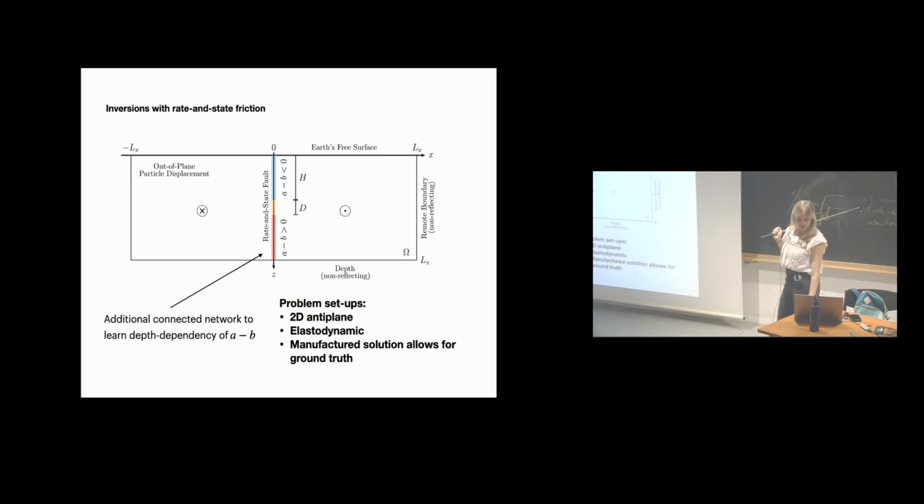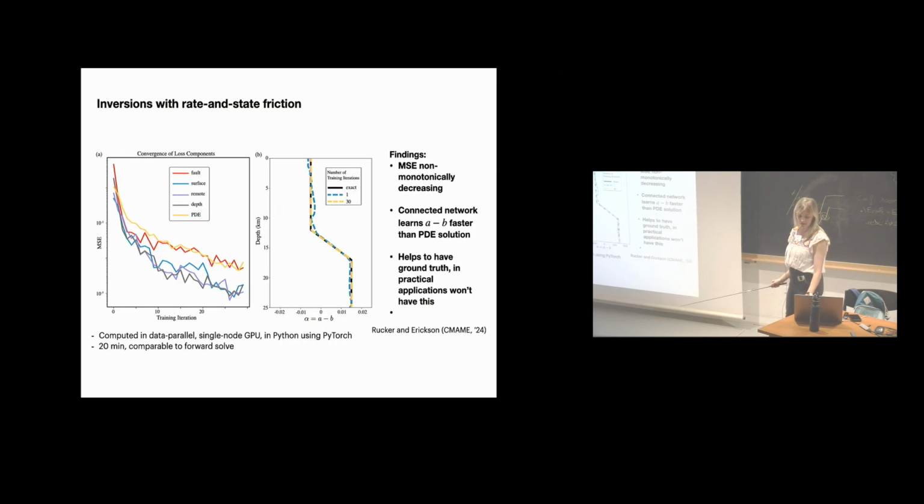So our target is, again, the 2D antiplane, my favorite setup. We looked at the elastodynamic equations. We manufactured a solution so that we actually had some ground truth. In general, you wouldn't have this. And we have an additional connected network for the depth dependency of A minus B. So we're solving an inverse problem in this case.